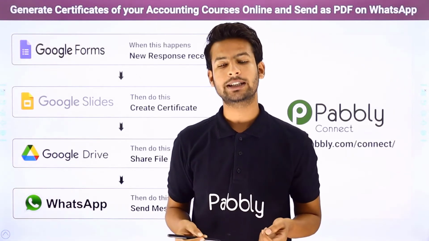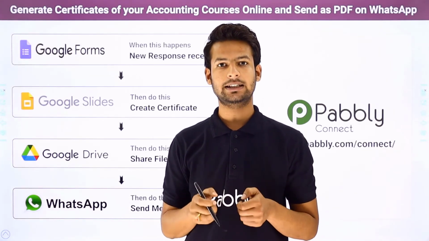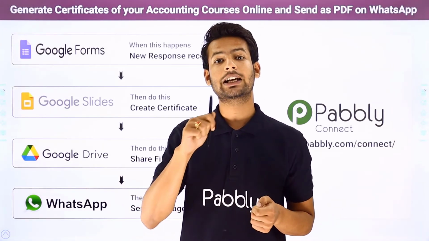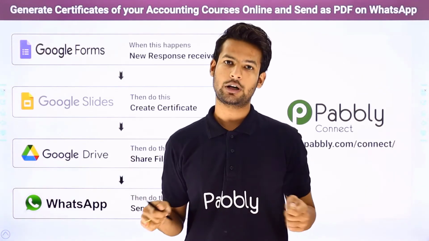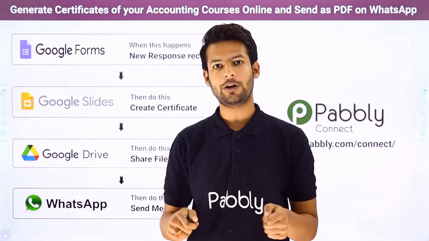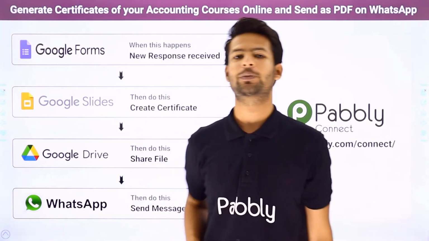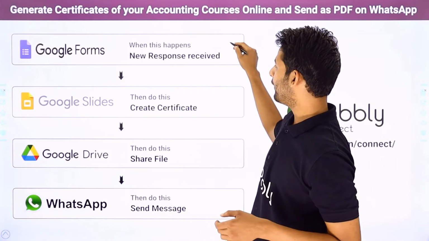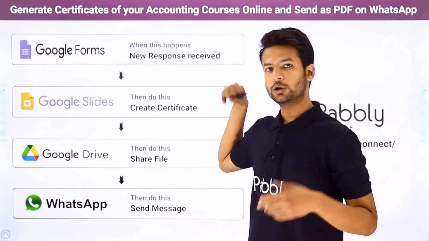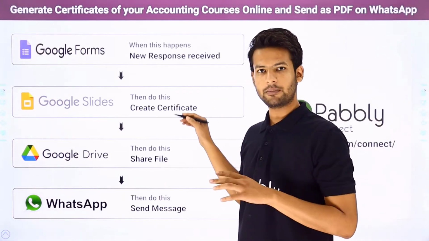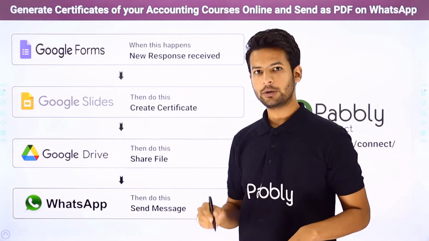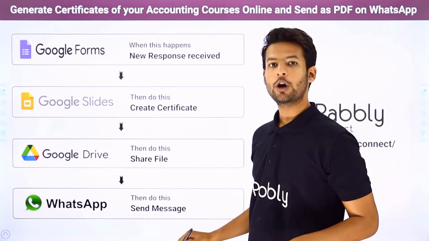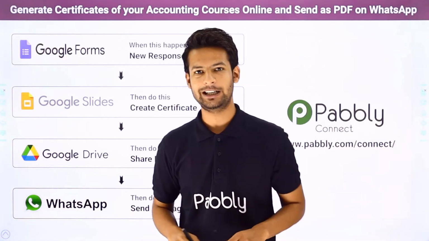But the problem here is, if you manually create and send the certificate to every student of yours on the completion of the course, it will take a long time. It will kill your time unnecessarily. So to save your time, I suggest you bring some automation here. How? You create a form for your students so that on the completion of the course they just fill up the form, and as soon as they fill it up, on successful form submission, a WhatsApp message is sent to them automatically with the link of the PDF file.